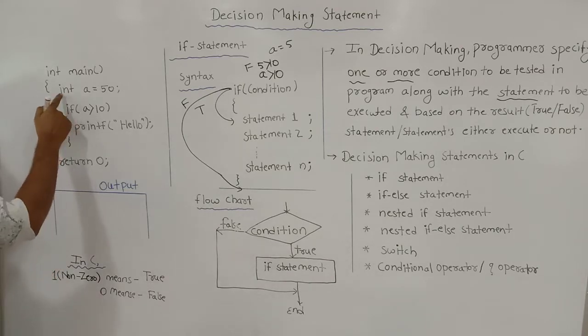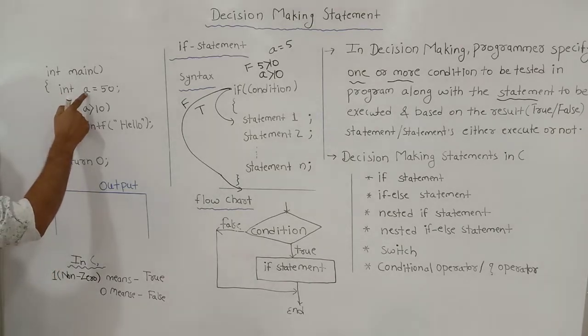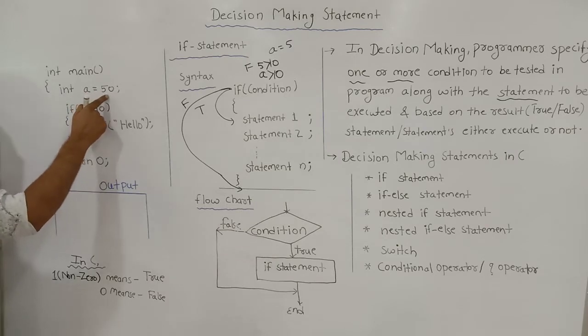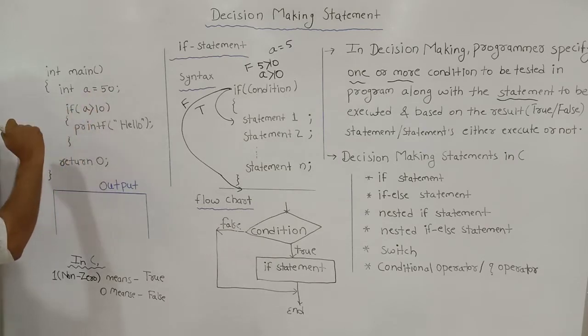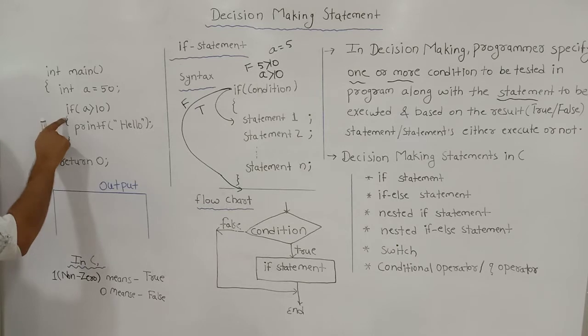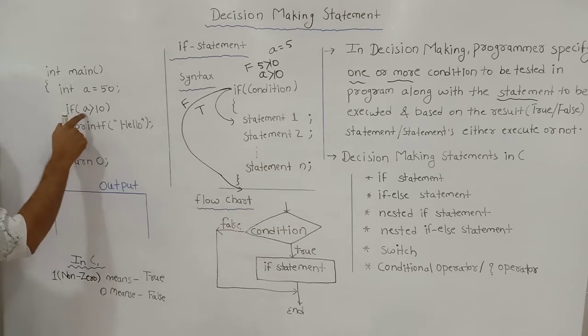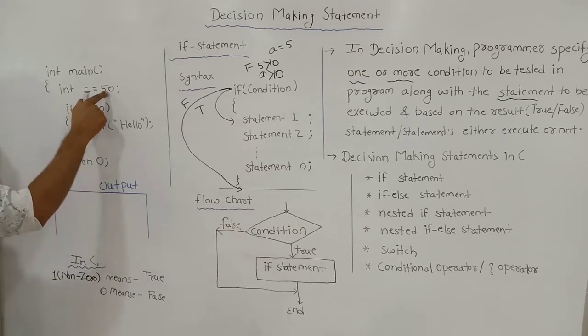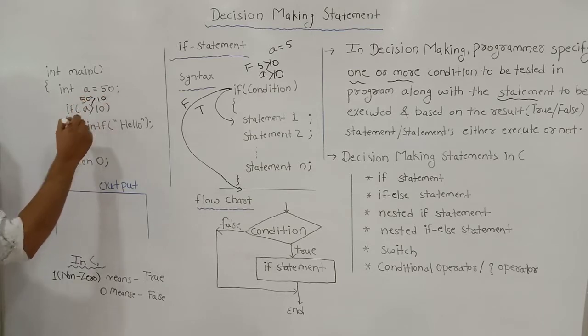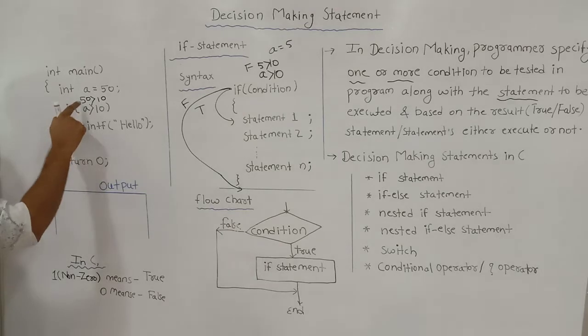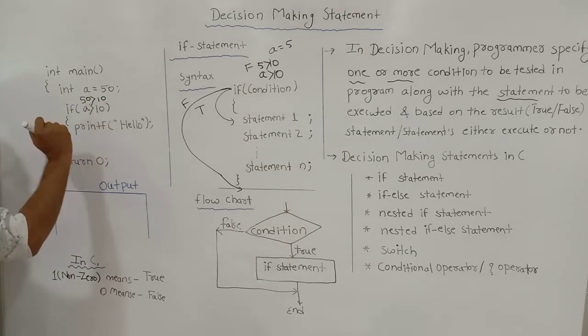Here we have declared one integer variable a, and the value of a is initialized with 50. Now the value of a is 50. In the next line, we are using the if statement, and we have written the condition a greater than 10. Here the value of a is 50, and 50 is greater than 10. Means this condition is true.